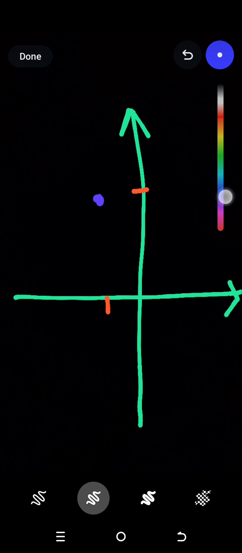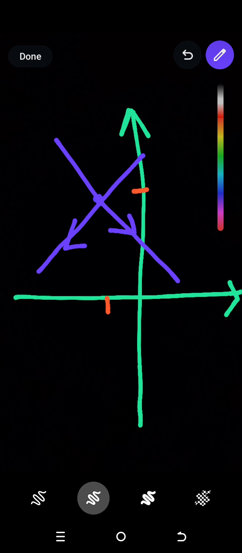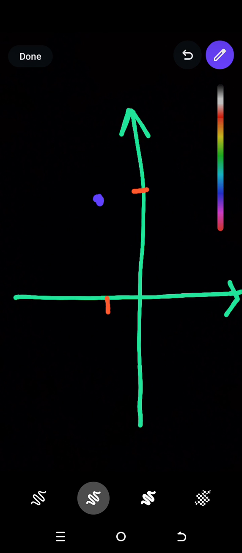It could actually be either coming this way, passing through that point in this direction, or it could be coming this way, passing through that point in this direction. All right. So it all depends now on what is the gradient of that line. Remember that if a line is in this direction, then the gradient is positive, but if it is in this direction, then the gradient is negative. So by definition, the tangent of the angle that the line makes with the x-axis is the gradient of the line.